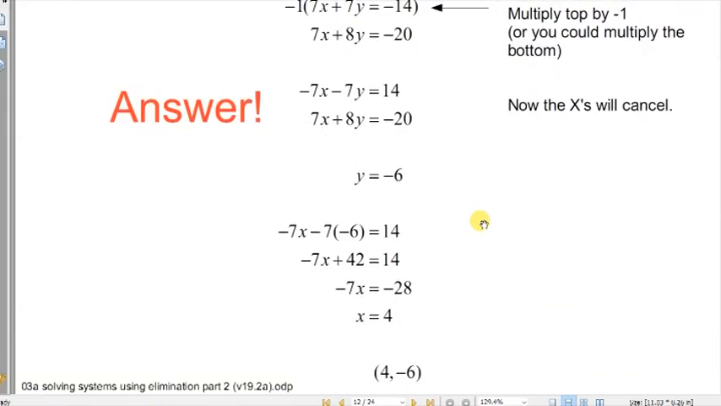I take that negative 6 and I plug it in. So I took this negative 6 right there and I plugged it in right there and I solved it. Man, that wasn't the best drawing. And then I get my two answers. I get my negative 6 and 4. 4 comma negative 6 right here is the solution to the system.